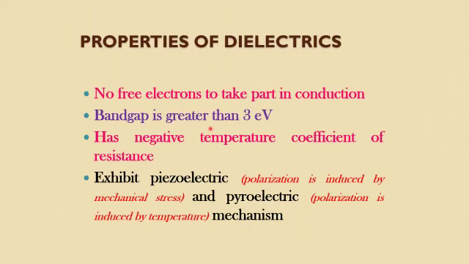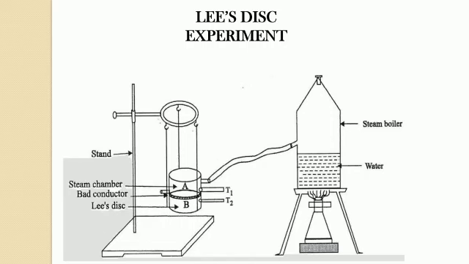What are the properties of dielectrics? Being insulators, the dielectrics do not have free electrons to take part in conduction. As a result, the energy band gap between the conduction band and valence band is greater than 3 electron volt. It has a negative temperature coefficient of resistance, that is, as the temperature increases, the resistance of the material decreases. They exhibit piezoelectricity, a phenomenon where a polarization is induced by mechanical stress, and pyroelectricity, where a polarization is induced by temperature.